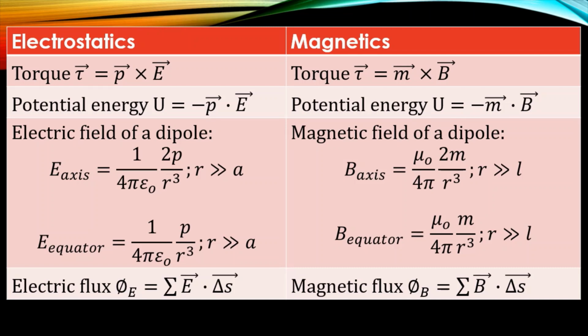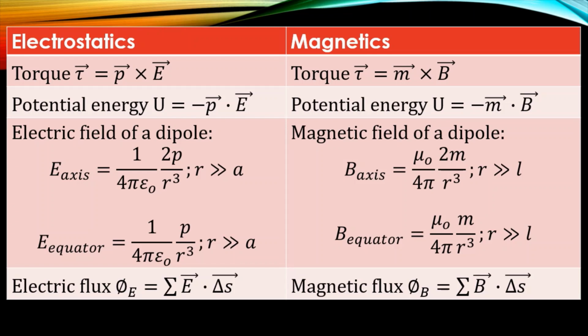Therefore the magnetic field along the axis of the bar magnet or a solenoid is mu naught over 4 pi, 2m by r cube, where r is much greater than l. In the same way, the magnetic field along the equatorial point of the magnet will be mu naught over 4 pi, m by r cube, where r is much greater than l. Again, if you compare these two equations, we can say that the magnetic field along the axis of a magnet is twice the magnetic field along the equatorial point.